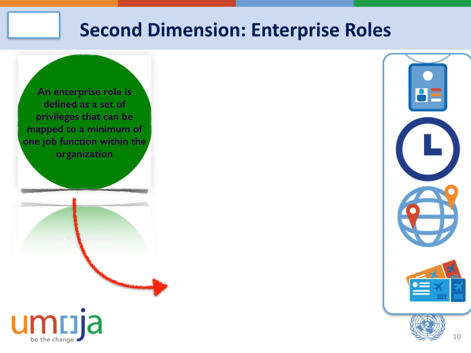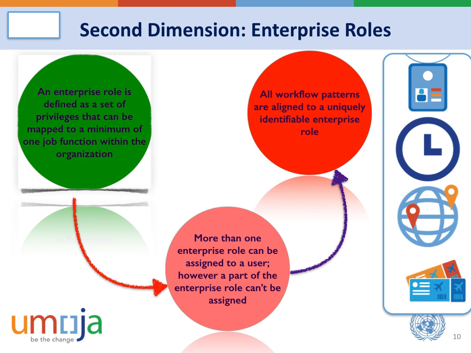And the second dimension is the enterprise role. And we all know that. Let me re-emphasize. An enterprise role is defined as a set of privileges that can be mapped to a minimum of one job function within the organization. Also, please take note: an enterprise role does not equate to a job. However, it equates to a job function. And more than one enterprise role can be assigned to a user. However, a part of an enterprise role cannot be assigned. And all workflow patterns are aligned to a uniquely identifiable enterprise role. So now if you see, the second dimension is talking to the fourth dimension, workflow.